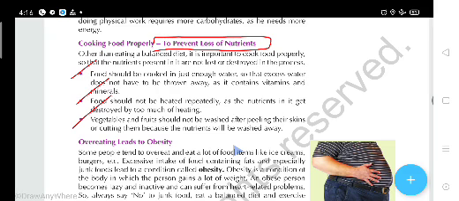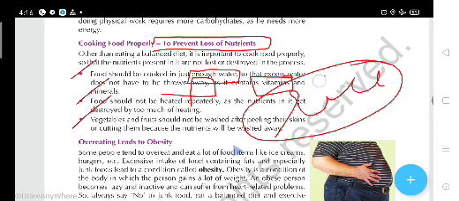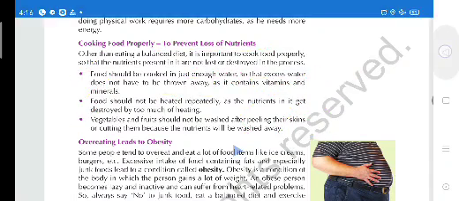First, food should be cooked in just enough water. You have to add enough water in food so that the excess water does not have to be thrown away, as it contains vitamins and minerals. Students, if we take the example of rice, after cooking that rice, the extra water you remove from that food. It means you are not just removing the extra water, you are removing the vitamins and minerals from that food.